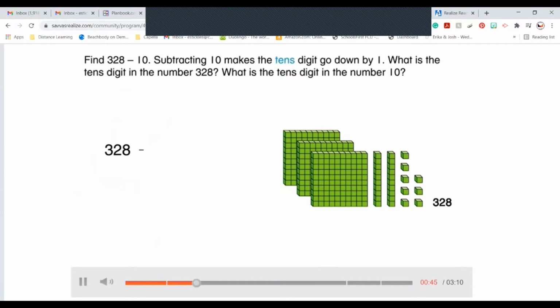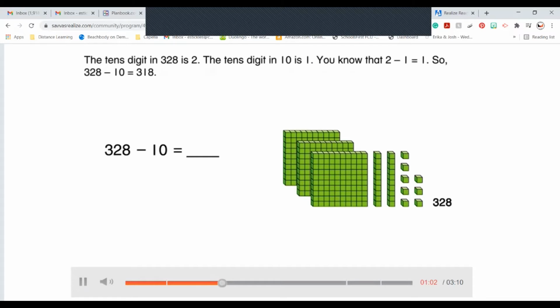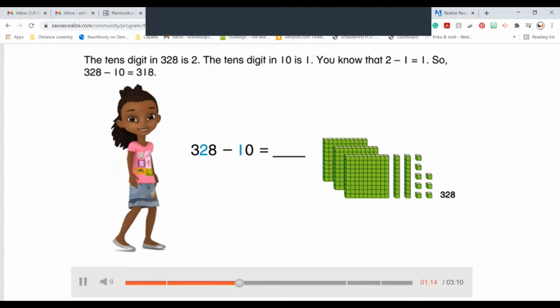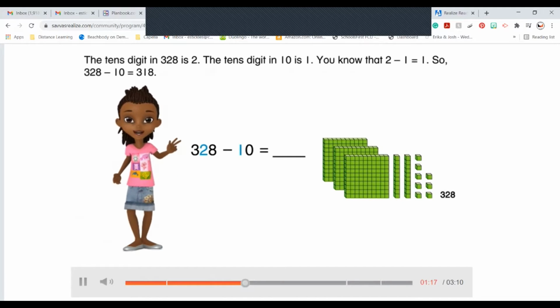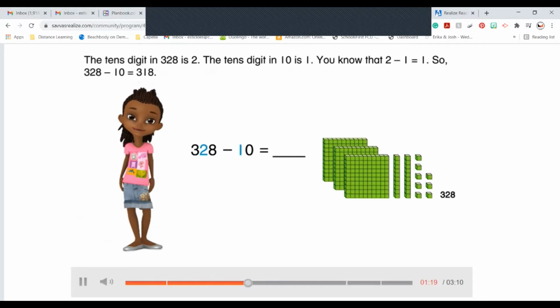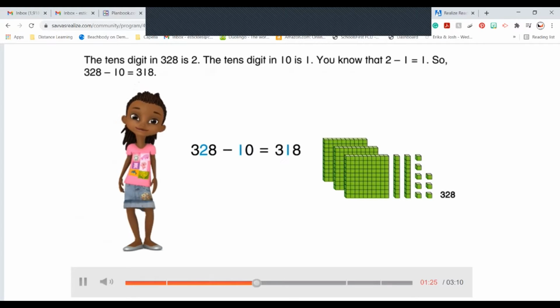Find 328 minus 10. Subtracting 10 makes the tens digit go down by 1. What is the tens digit in the number 328? What is the tens digit in the number 10? The tens digit in 328 is 2. The tens digit in 10 is 1. You know that 2 minus 1 equals 1. That means that 2 tens minus 1 ten equals 1 ten. So 328 minus 10 equals 318.